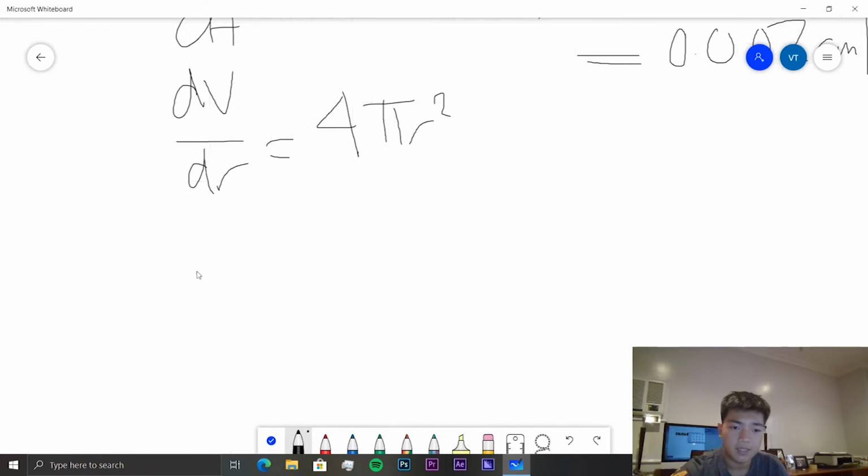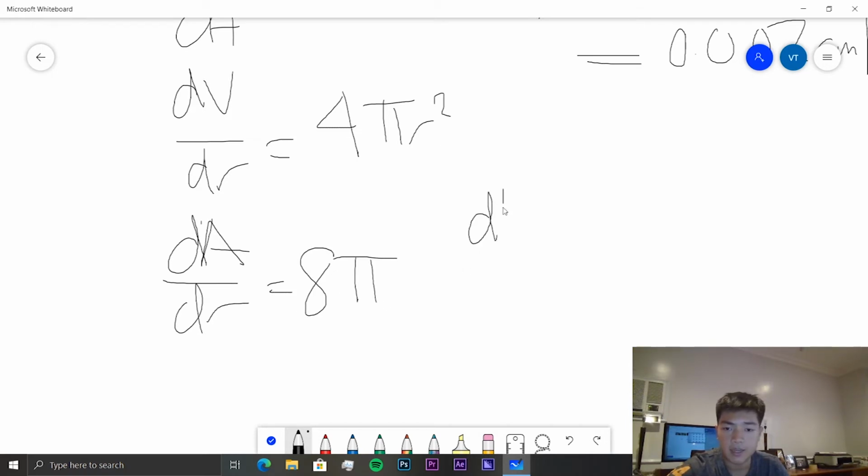Next, for the surface area decreasing when the radius is 4.5 centimeters. So we need to know dA over dV. Let's link this up. We have dV over dr equal to 4 pi r squared. The surface area is equal to 4 pi r squared, so dA/dr would be 8 pi. So dA over dV is equal to 8 pi over 4 pi r squared, times dr over dV, which is 2 over r squared.